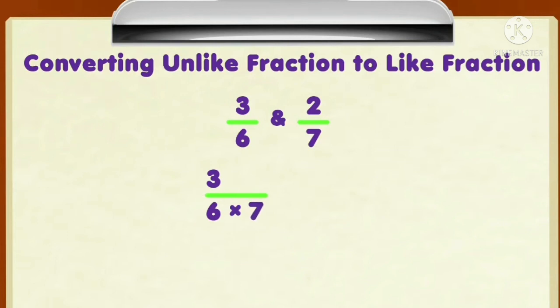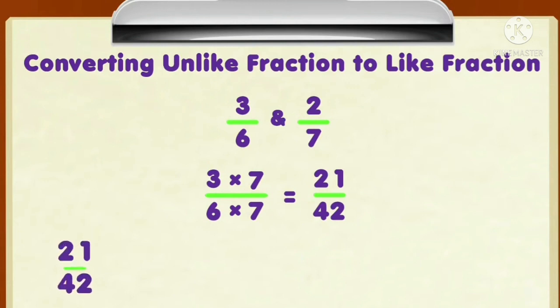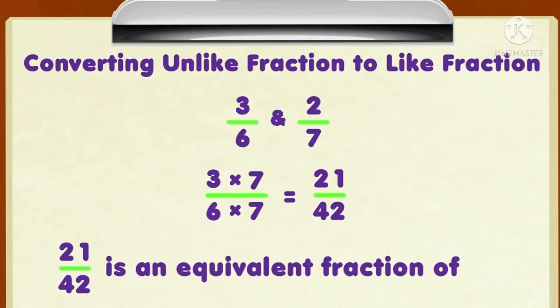So, multiply both the numerator and the denominator of the fraction 3 upon 6 by 7. We get 3 into 7 upon 6 into 7 equals 21 upon 42. So, 21 upon 42 is an equivalent fraction of 3 upon 6.